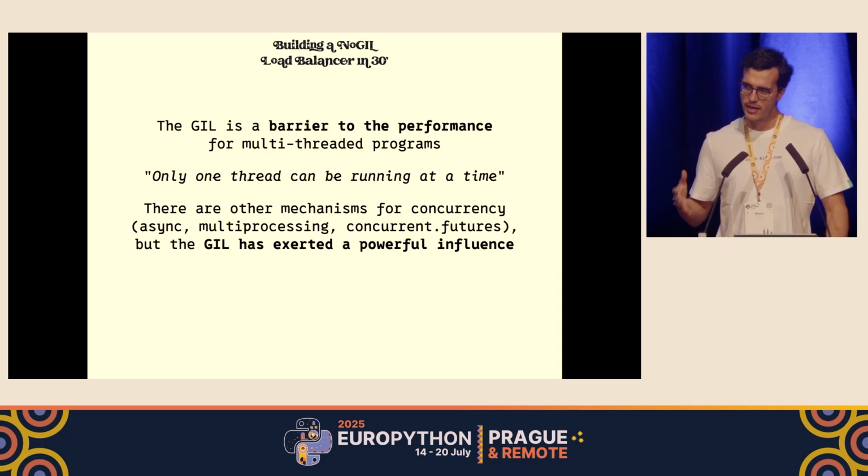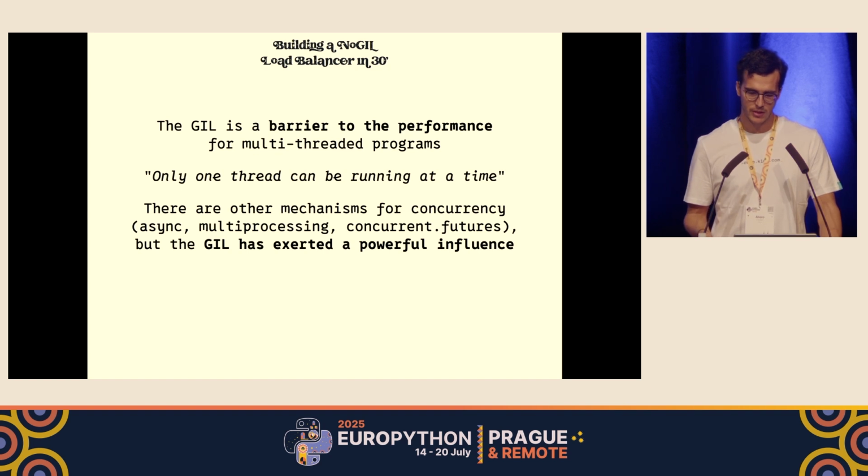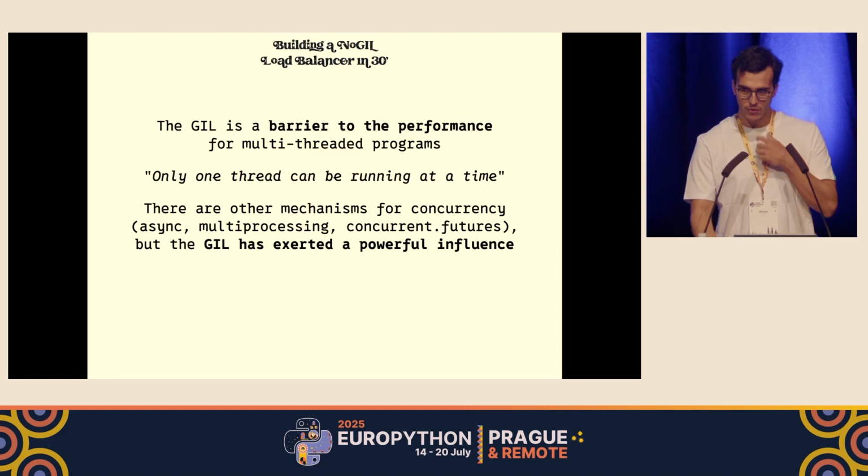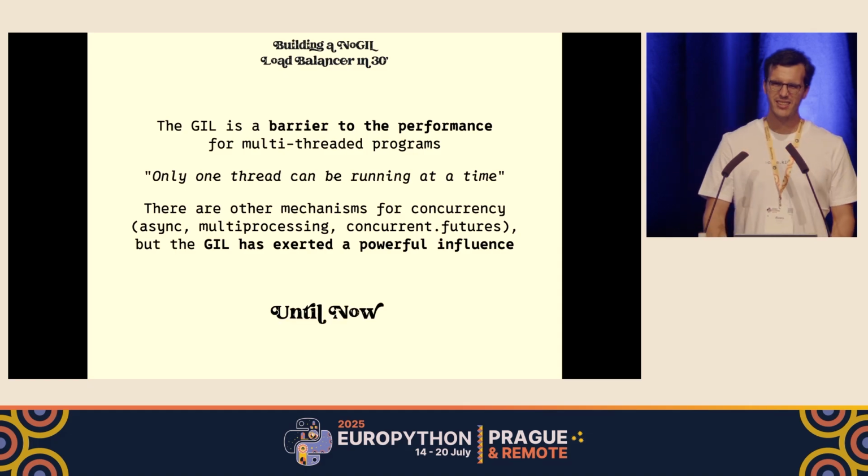This GIL, this global interpreter lock, has been a limit on the performance of Python programmers. Even though you could run multiple threads in Python, you can only run one thread of Python at a time. And though we've had mechanisms for concurrency in the language, the GIL has exerted a powerful influence. So it means that everything's been going around the GIL somewhat unsuccessfully, in my opinion, or at least until now.